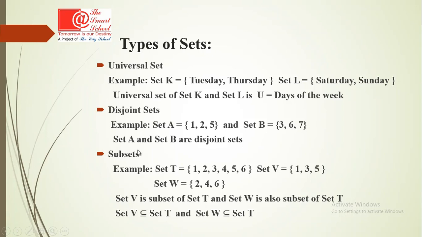Now subsets. This type of set is important. You will learn about it later in detail. For example, set T has elements 1, 2, 3, 4, 5 and 6, and set V has elements 1, 3 and 5, and set W has elements 2, 4 and 6. Note that all these elements are elements of set T, and all these elements are also elements of set T. So it means set V and set W are subsets of set T, and you can say that set T is superset of these sets.